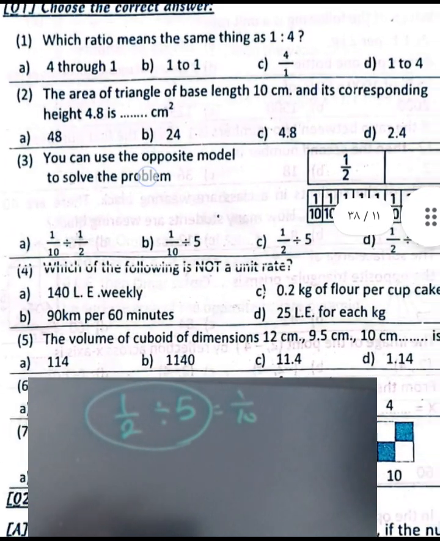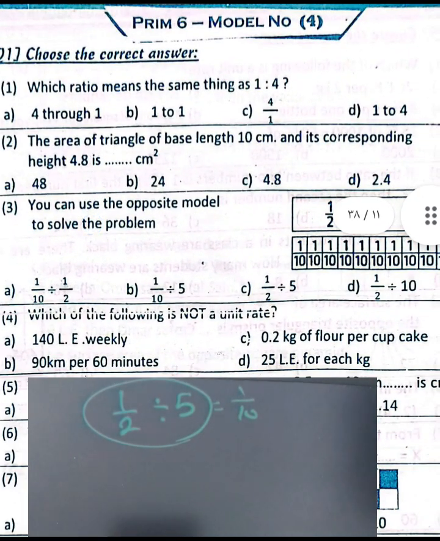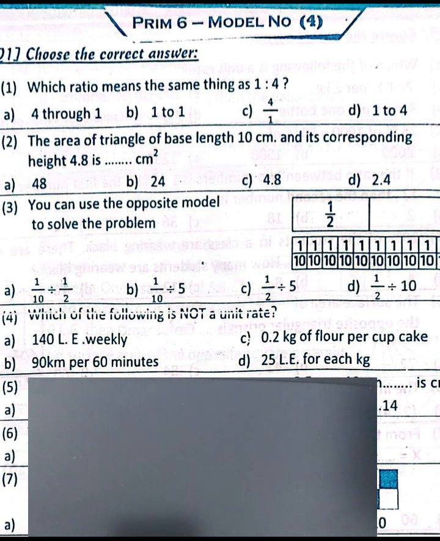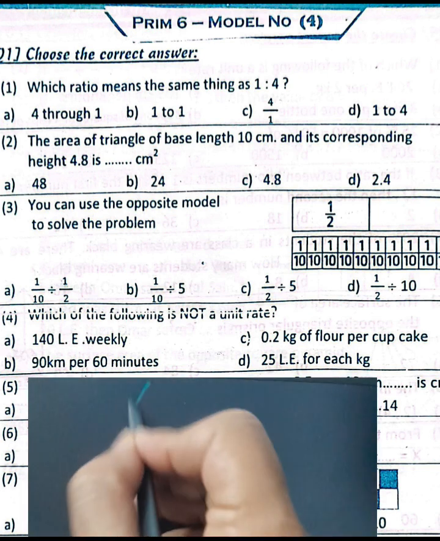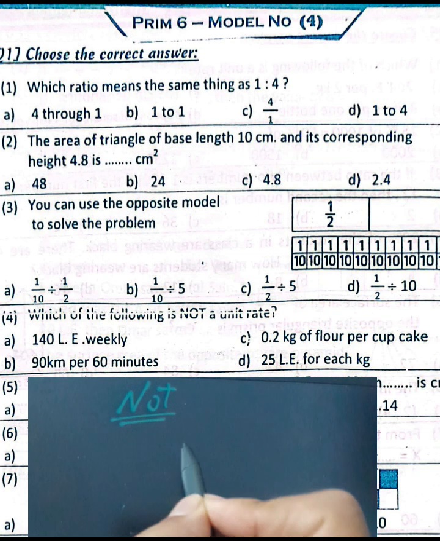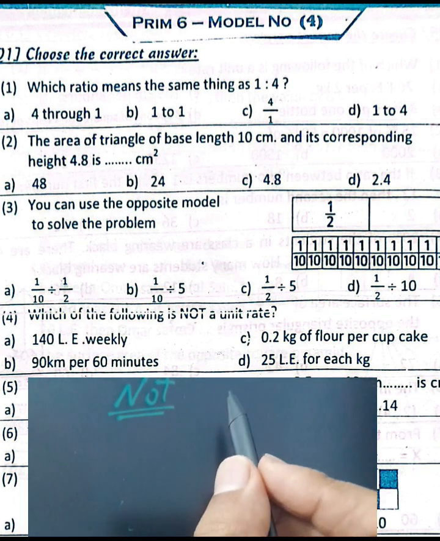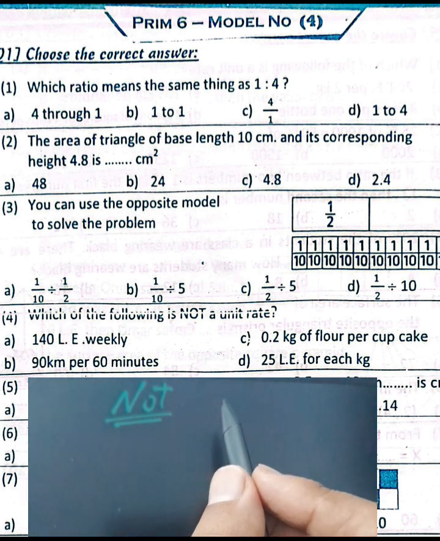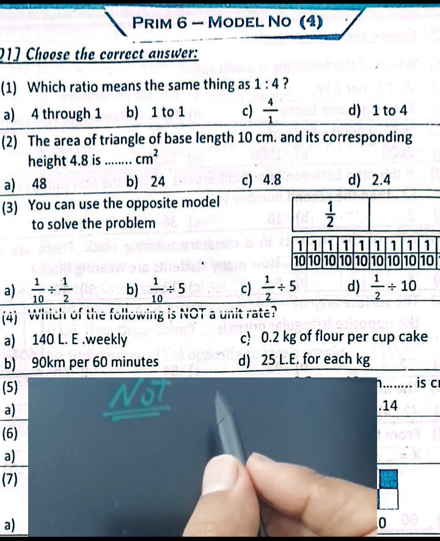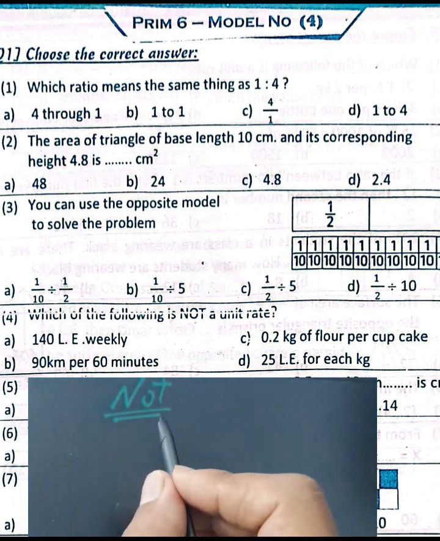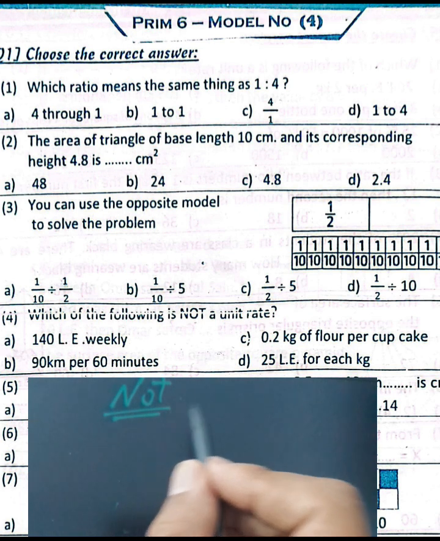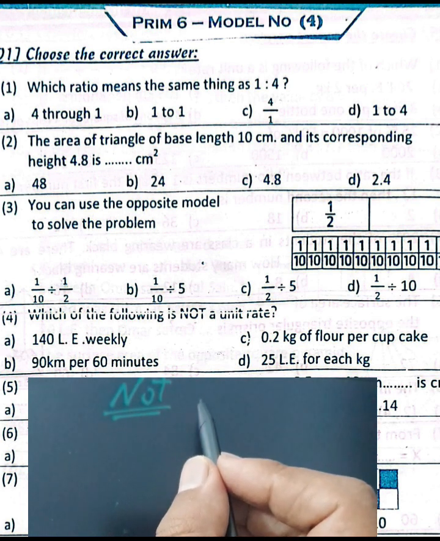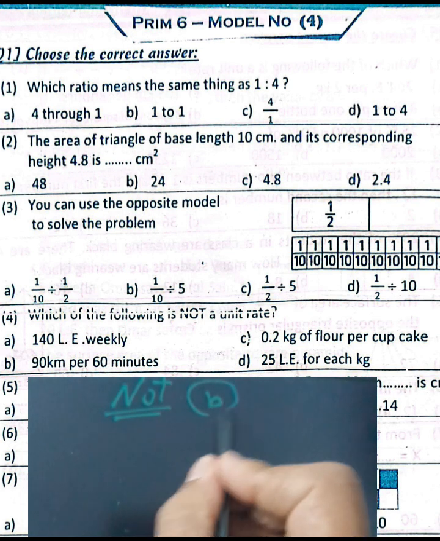Question number 4. Which of the following is not a unit rate? He asked about what is not a unit rate. We know the unit rate compares different quantities using different units, and the second term will be 1. But here we want to find what is not a unit rate. It will be letter B. Choose letter B.